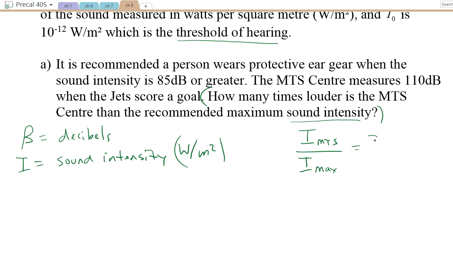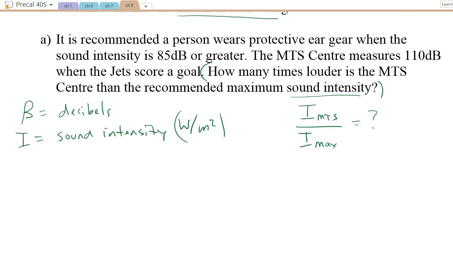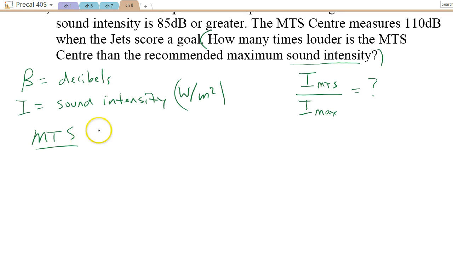Okay, I hope that makes sense. So we're going to say how many times greater is the sound intensity at the MTS Center when the Jets score a goal compared to the recommended maximum? So we're going to have to find both of those values. Okay, so the MTS part, this is when we have 110 decibels.